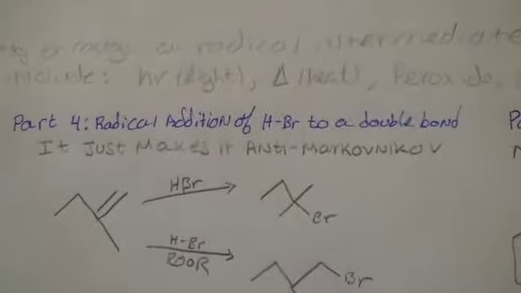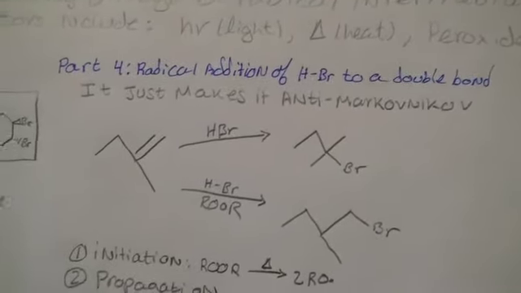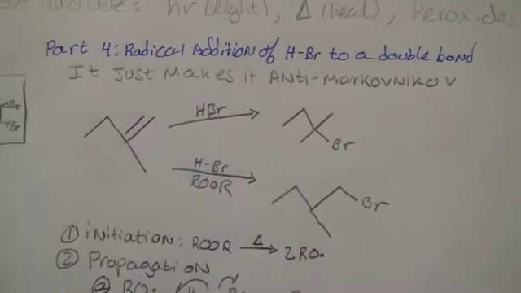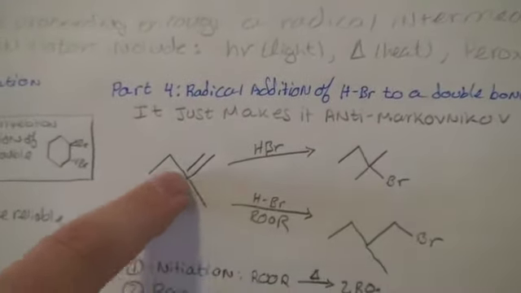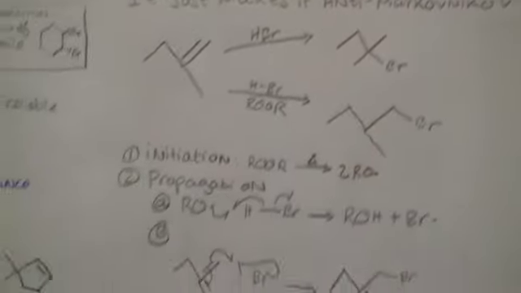Radical addition of HBr to a double bond. We've already added HBr to a double bond. When you add a radical initiator, it just makes it anti-Markovnikov. And this is a reaction you should already be familiar with, adding right there. In this case, it adds anti-Mark.